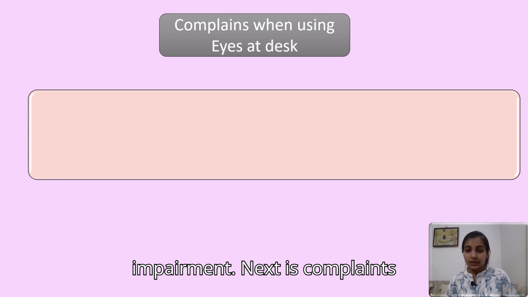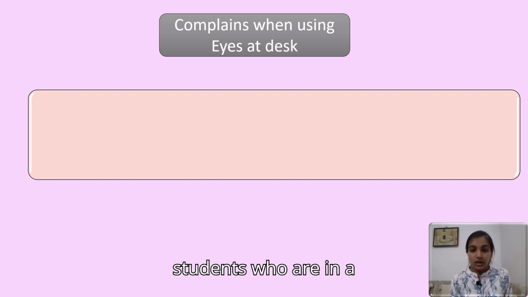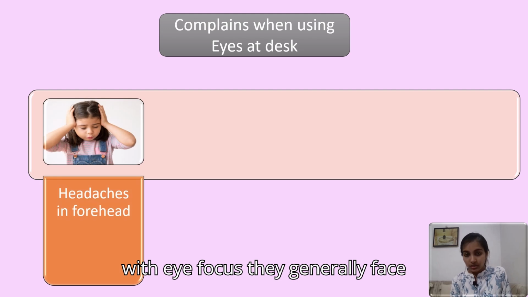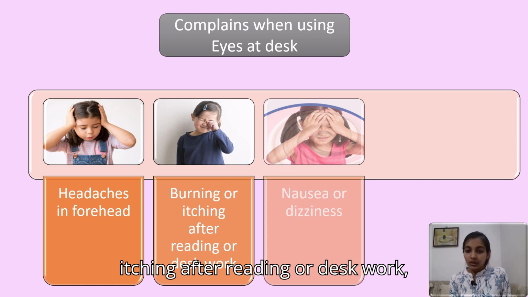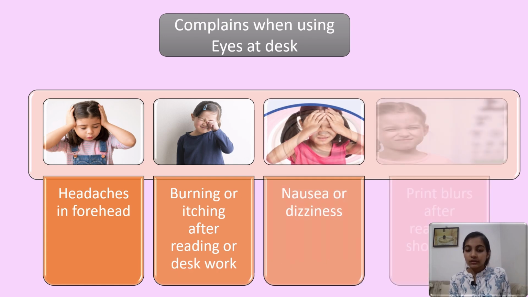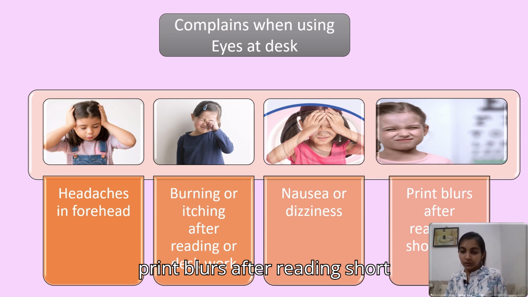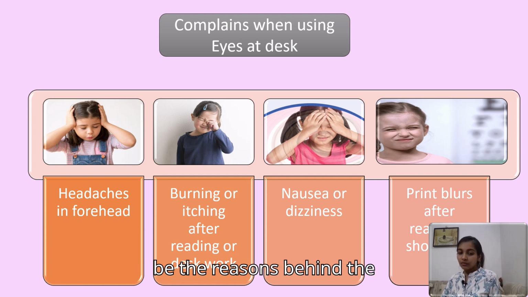Next is complaints when using eyes at text. Generally, students who are in a classroom or doing some kind of work with eye focus face headaches, burning or itching after reading or desk work, nausea or dizziness, and print blurs after reading for a short period of time. These could be the reasons behind visual impairment.